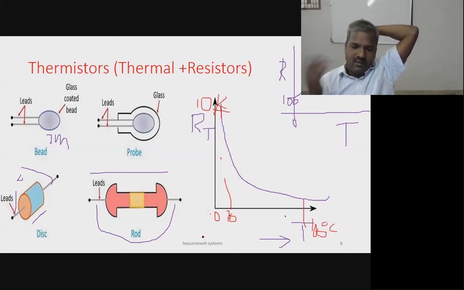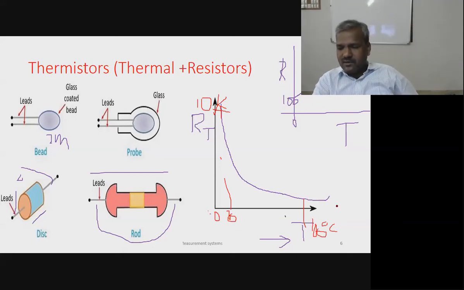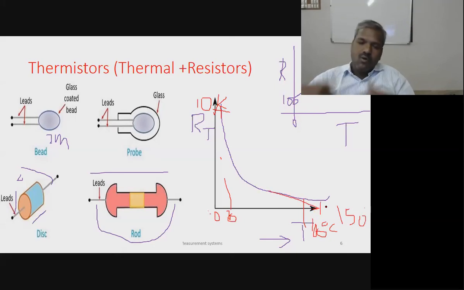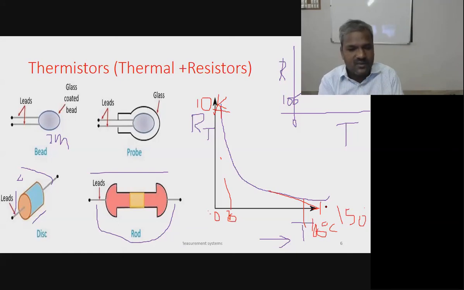If we exceed the temperature, say 150 degrees Celsius, the resistance becomes 0. At 150 degrees Celsius or more, the thermistor shows an output of 0 ohm resistance. So we can utilize a particular thermistor between 0 and a maximum of 100 degrees Celsius. That is the safer side.